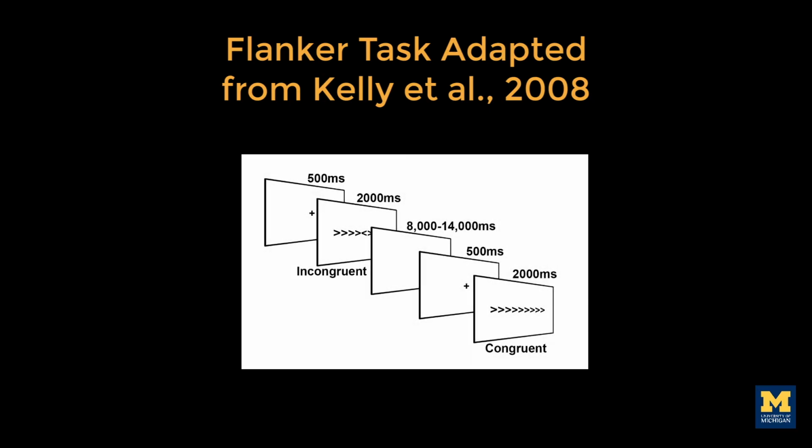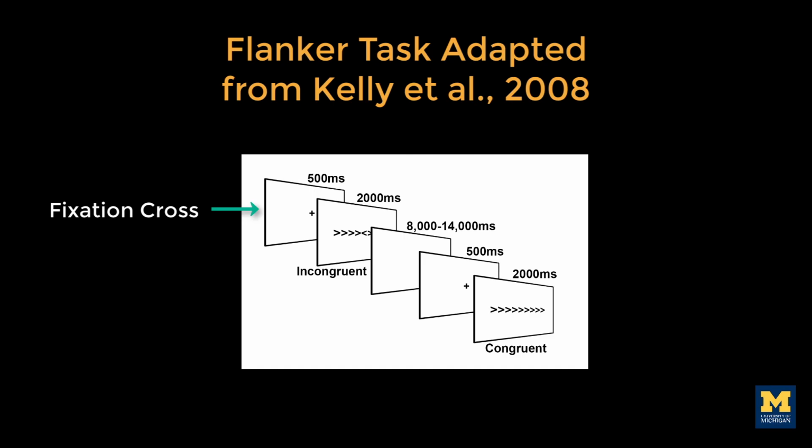Adapted from Kelly et al. 2008. The subject is shown a fixation cross to focus his attention on the center of the screen, and then either a congruent or incongruent flanker trial is presented for 2,000 milliseconds. During the trial, the subject presses either the left or the right button.